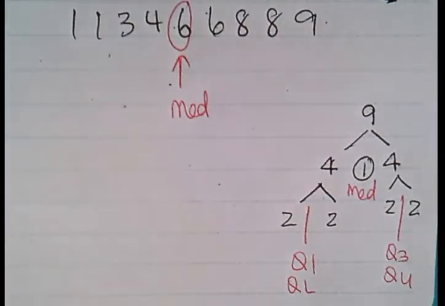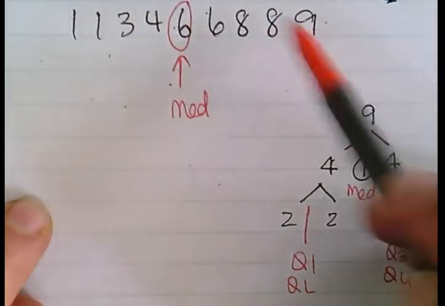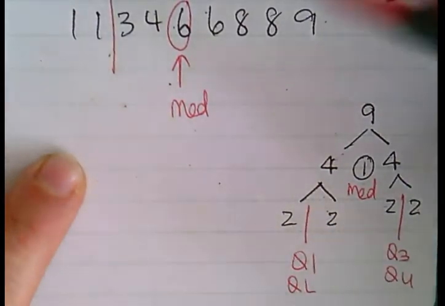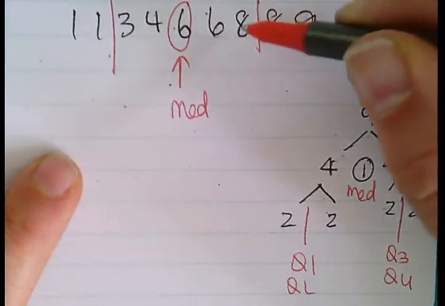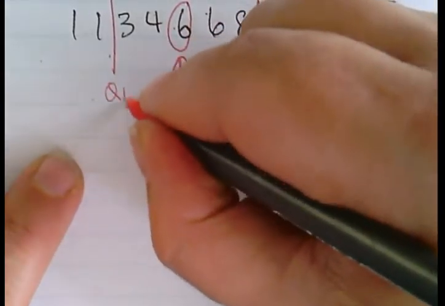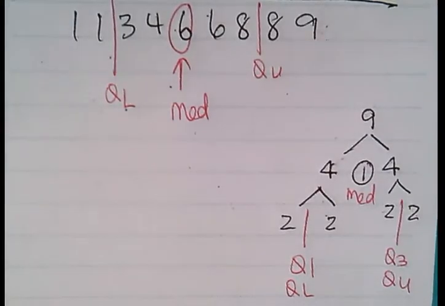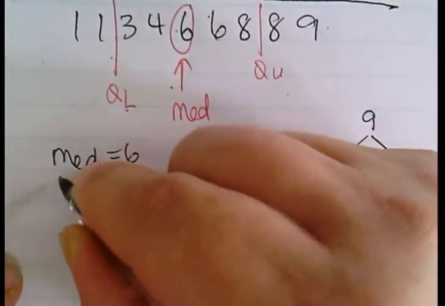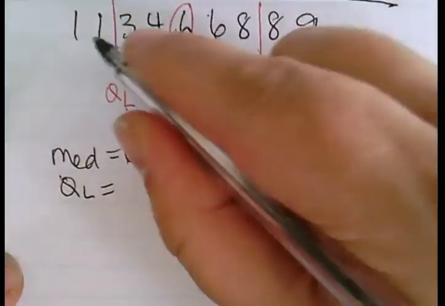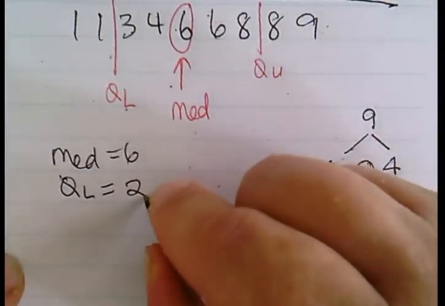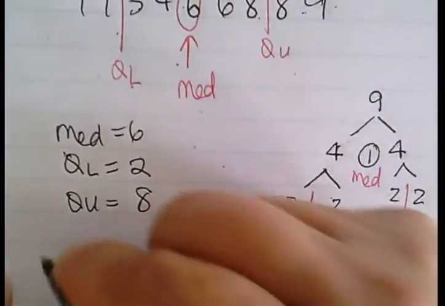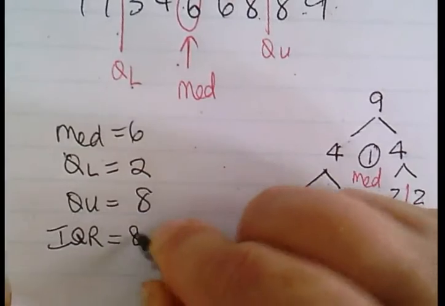So coming back, my 9 bits of data, 4 on the left, 4 on the right, 1 in the middle, that's the median. Splitting this lower group in half, 2 numbers on the left, 2 on the right. And splitting the upper group in half, 2 numbers on the left, 2 numbers on the right. So this is Q lower, Q upper. So what are all these figures? I know the median is 6. The lower quartile, so QL or Q1, is the average of 1 and 3, which is 2. And upper quartile is the average of 8 and 8, which is 8. The interquartile range is 8 minus 2, which is 6.